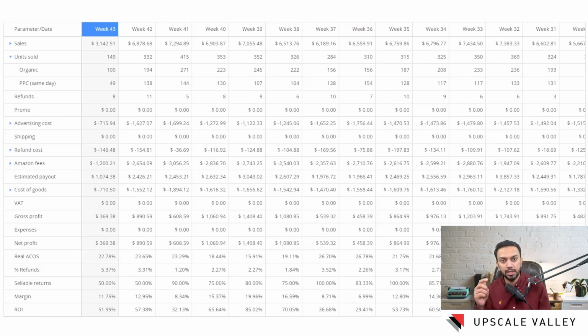So we do track the sessions, and then we do track the unit session percentage, which is the conversion for the organic orders and all that stuff. So in addition to these KPIs, we do track those two additional KPIs, and it gives us a good idea towards which direction the trends are moving.